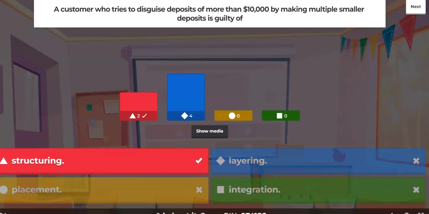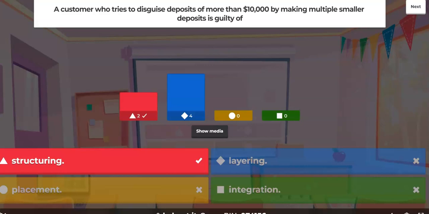Okay. So this trying to deposit more than $10,000, making multiple small deposits, that is known as structuring. Yeah, and maybe they're trying to fly under the radar of the currency transaction report. You're supposed to file a report for any transaction of $10,000. So if they make small ones, maybe they're trying to get around that.